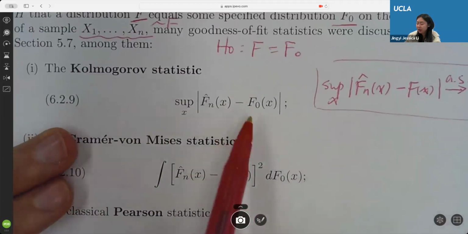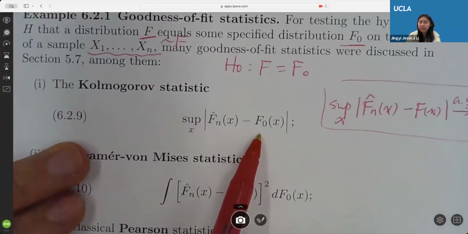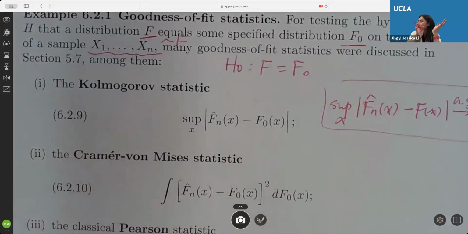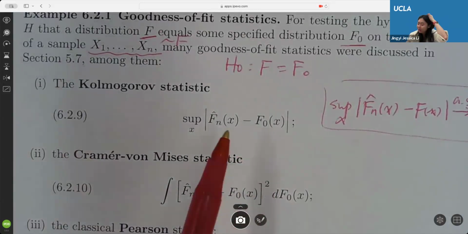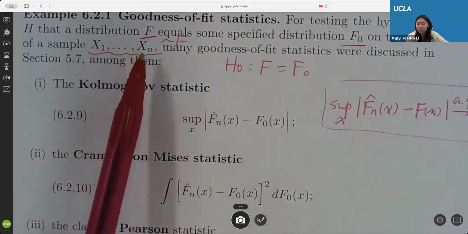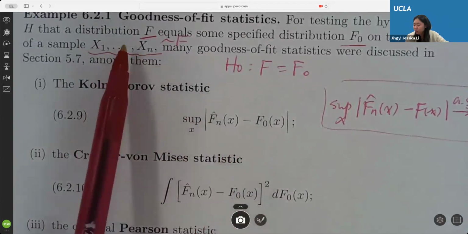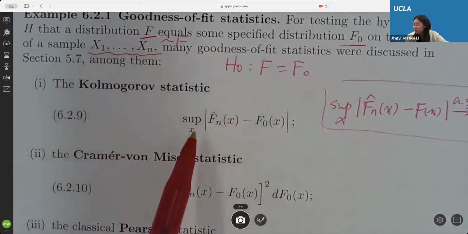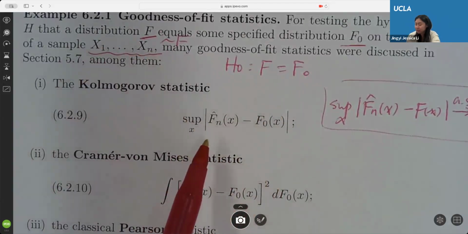So essentially F0 is the distribution with a known form we specify in our null hypothesis. We specify that Fn(x) is based on our sample, x1 to xn, putting 1 over n probability mass at each of them, and we take the difference and take the sup. Okay, this is the Kolmogorov statistic.